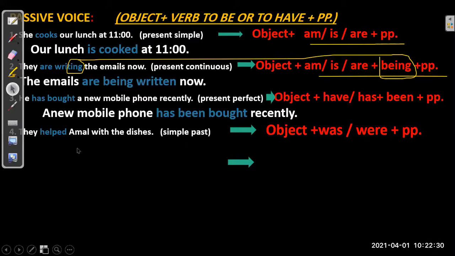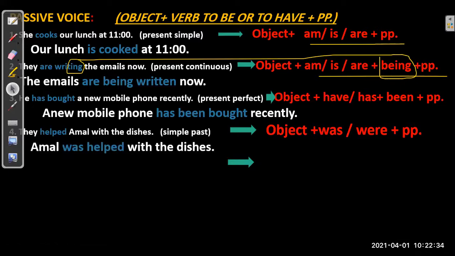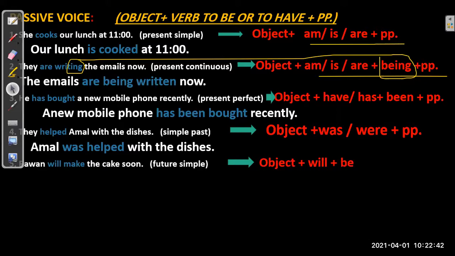Amal was helped with the dishes. Thank you very much. That's nice. Now the next one: Rawan will make the cake soon. Future simple. Object will be past participle. Guys, do that, please. The cake will be made soon.